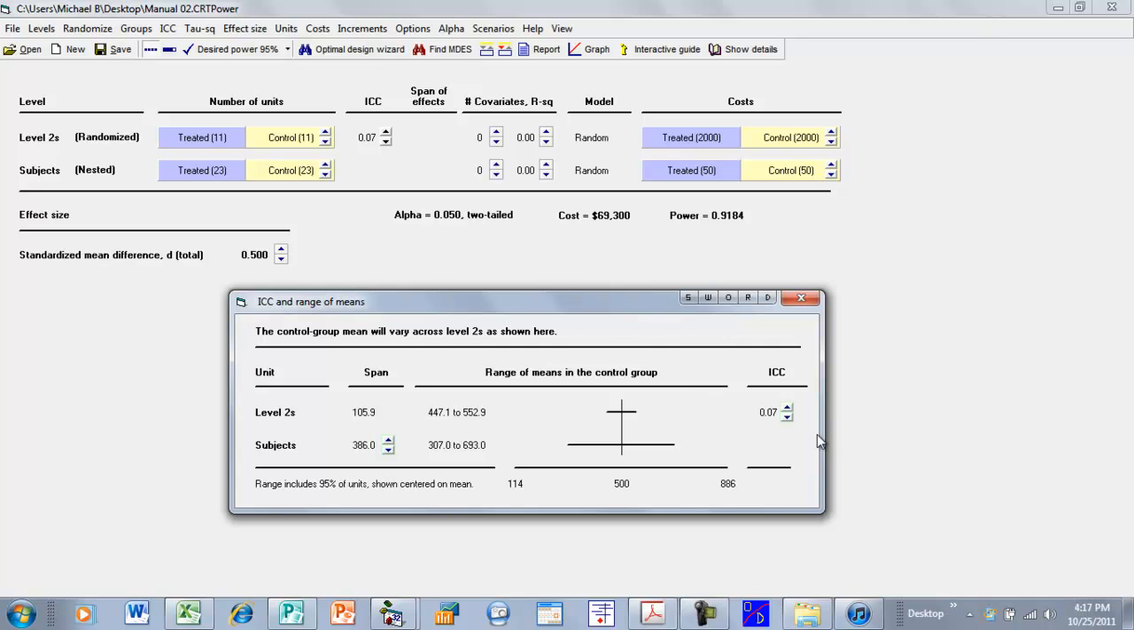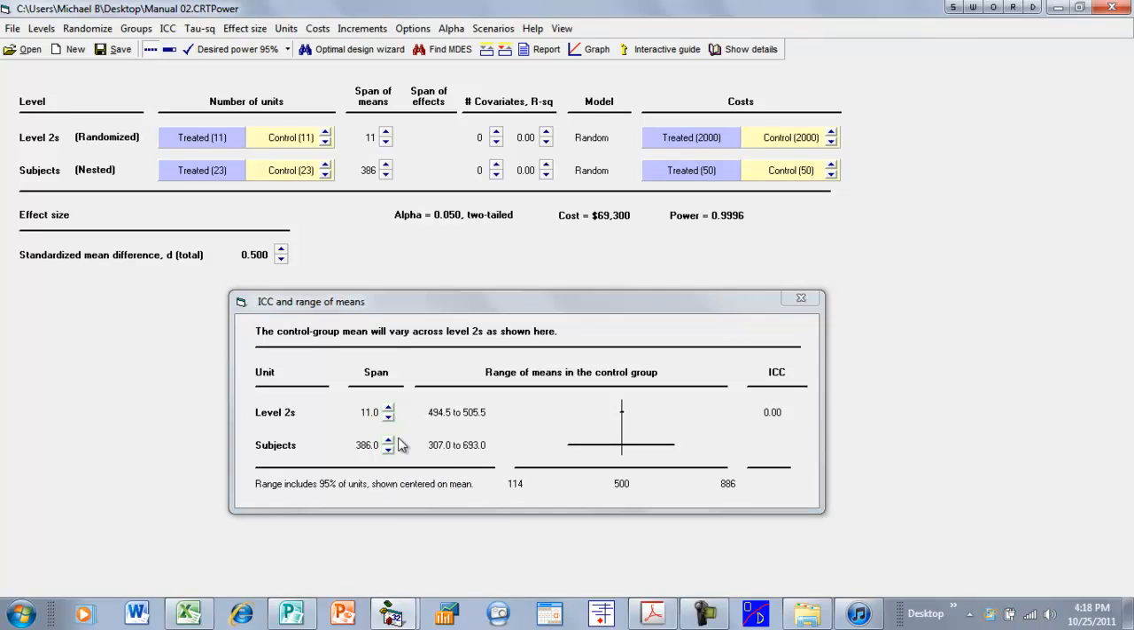Using the logic that I showed you a minute ago, the program figures that if this is 386 and the ICC is 0.07, then the span for the school means is going to be about 106. And it displays that. You can see how, as the ICC goes up or down, these spans change. Alternatively, if I didn't know what the ICC was, let's say we set that initially to 0, I can say I want to enter the span rather than the ICC, and we said that span was about 106. So let's set that to 106, and when we do that, we see that the corresponding ICC is 0.07. So this works back and forth.